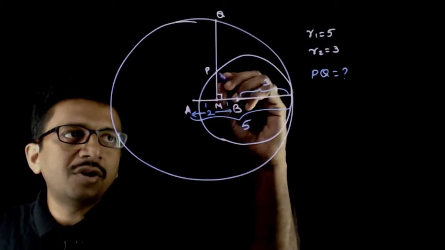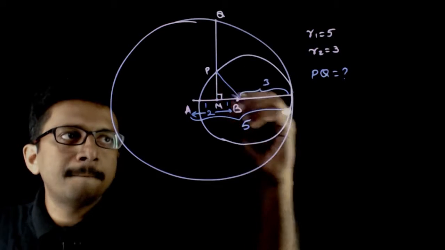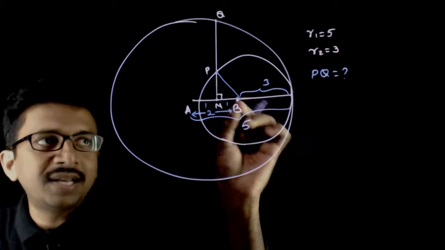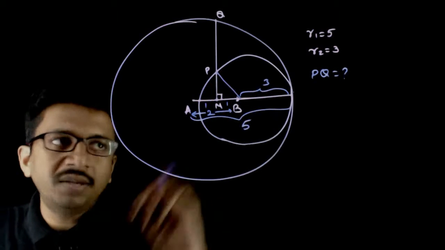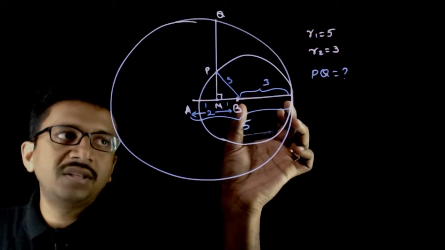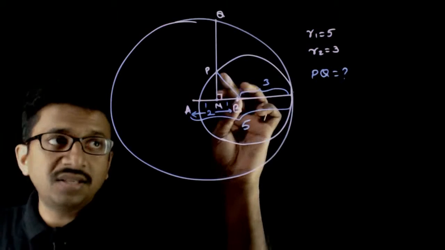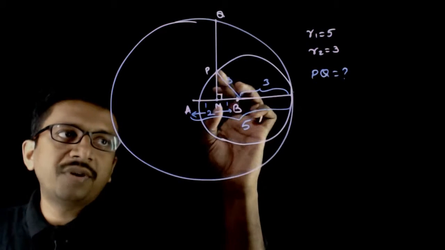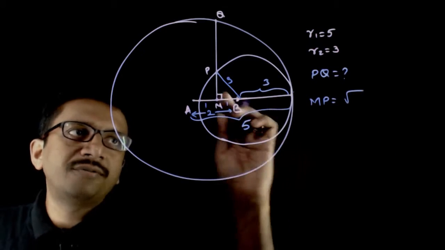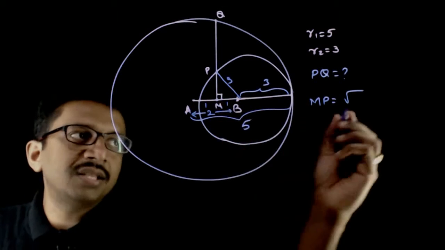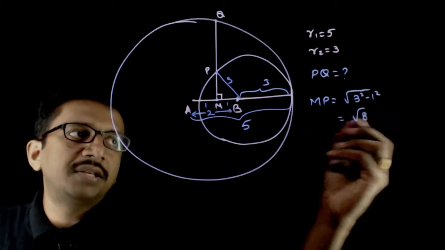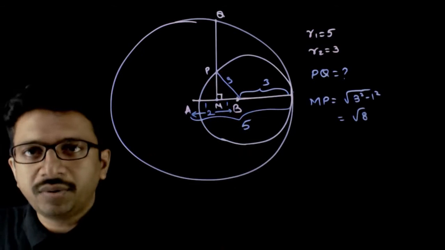That means if you join the smaller circle center with P, if you join BP, we know that BP is equal to 3 because the radius of the smaller circle is equal to 3. So from this, MP can be written as root of 3 square minus 1 square, that is equal to root 8. So MP is equal to root 8.